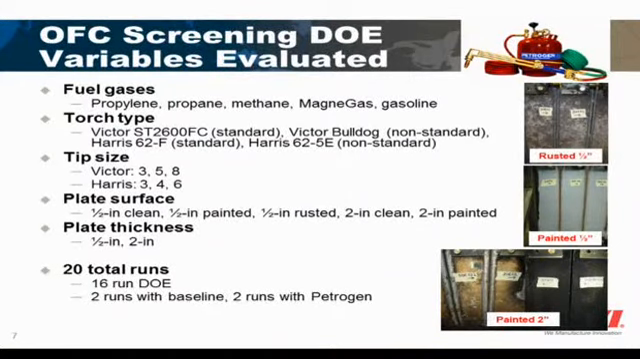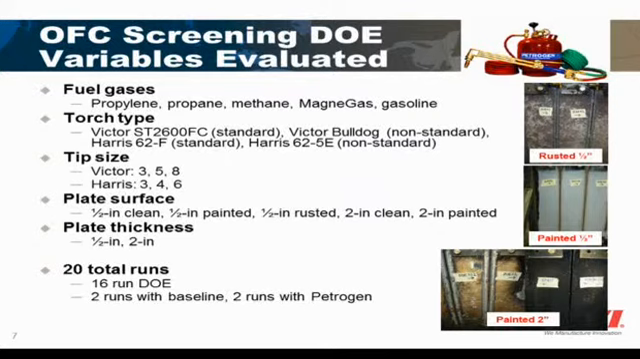So for the oxyfuel cutting screening DOE, we looked at fuel gases, 5 different types of fuel gases, 4 torch types, 3 different tip sizes, plate surface condition, plate thickness. A little mention on the fuel gases. What's currently being used is propane in the shipyard. We also looked at propane, methane, and even gasoline. It's called a Petrogen system.